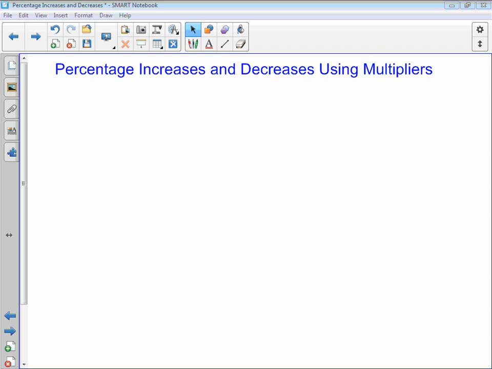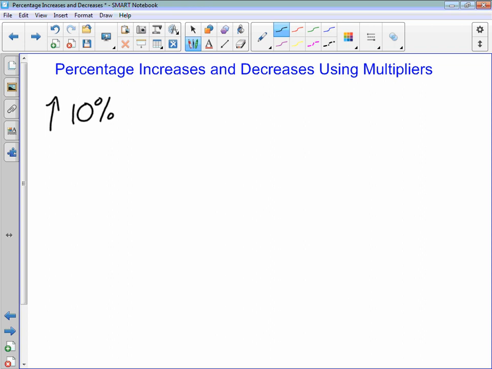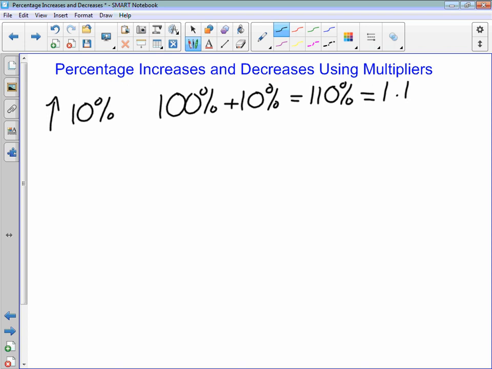We're going to look at percentage increases and decreases using multipliers. The first thing we need to do is work out what multiplier we use to work out the various percentage increases and decreases. So I want to increase something by 10%. This means I take my original 100% and I add 10% to it. That gives me 110% of the total amount. 110%, as a decimal, we need to divide by 100, so that will give me 1.1. So in order to increase something by 10%, I need to multiply by 1.1.